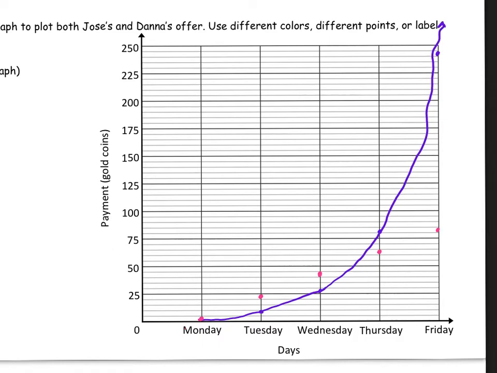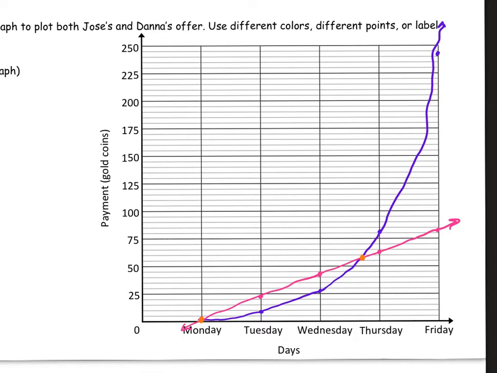And then we're going to connect these. And this seems to be a straight line. Great. Okay, so there we go, and there's our two graphs. If you look, I want to point out this point. We might want to think about what that point means. The first point on Monday means they started out making the same amount of money.